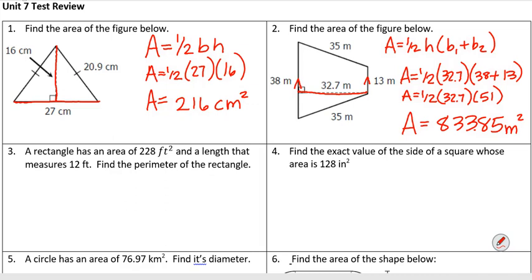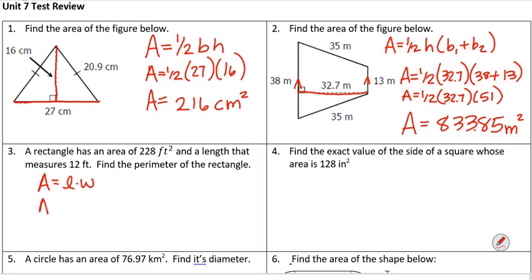Number 3 says a rectangle has an area of 228 feet squared and a length that measures 12 feet. Find the perimeter of the rectangle. So the first thing I want to talk about is the formula for the area of a rectangle. It can be base times height or length times width. I'm going to do length times width.